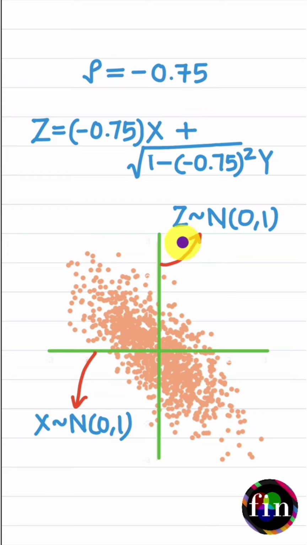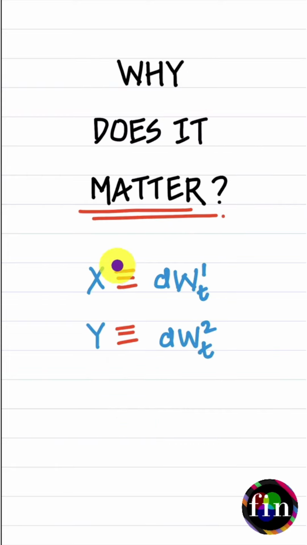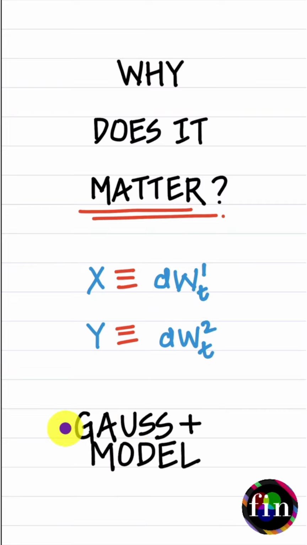Now, why does all this matter? Well, I can extend whatever we've discussed for these two uncorrelated variables x and y to the case of uncorrelated Brownian motions. And this is exactly what happens in the Gauss plus model. In this model, the model tries to correlate the innovations or shocks to the medium-term factor to the innovations or shocks to the long-term factor using exactly this technique.